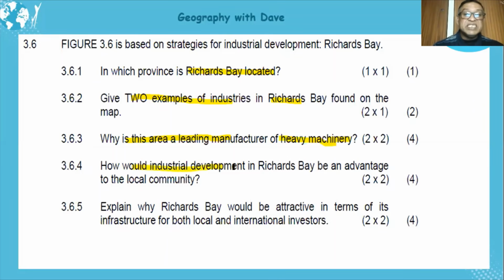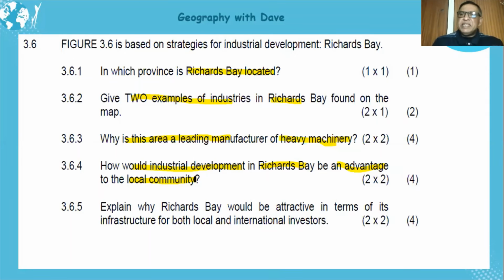How would the industrial development of Richards Bay be an advantage to the local community? It's bringing it into perspective now. It's making it more specific. Can you see the scaffolding from easy to a little bit more challenging? I don't like to use the word difficult because then it says, I can't do it. Challenging. All right, because challenges can be overcome. We know that. All right. So it's bringing it to the local community, to the people.